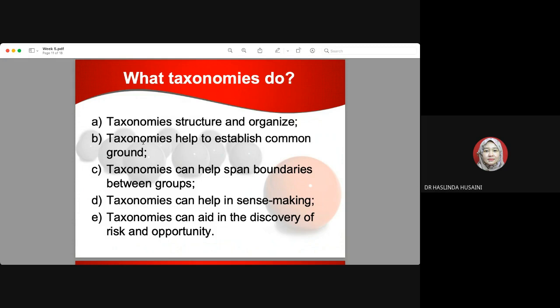Tetapi disebabkan oleh COVID, kita today telah dipaksa untuk lebih bersifat digital humanities. Kita bersosial, kita berkomunikasi menggunakan digital punya platform. Digital humanities ni berperanan macam tu, to overcome, to discover, ataupun to aid, to discovery, to explore the risk and opportunity in digital humanities.